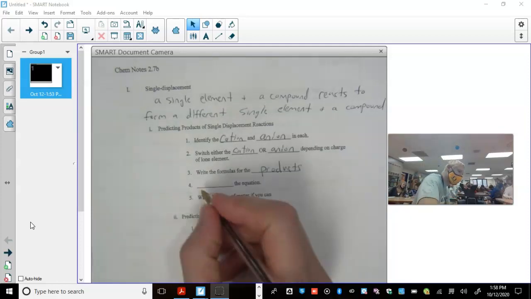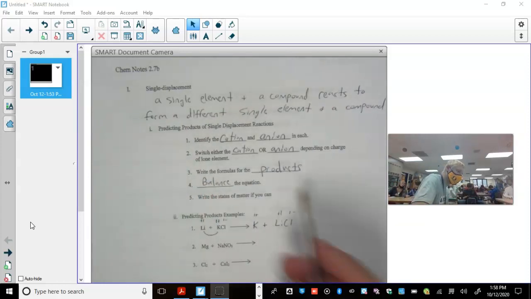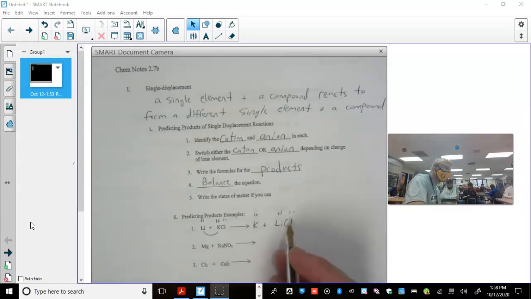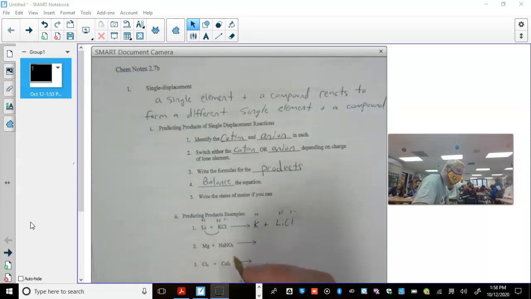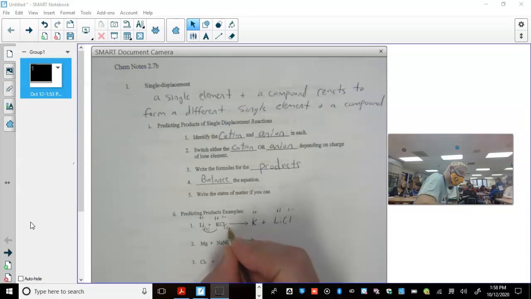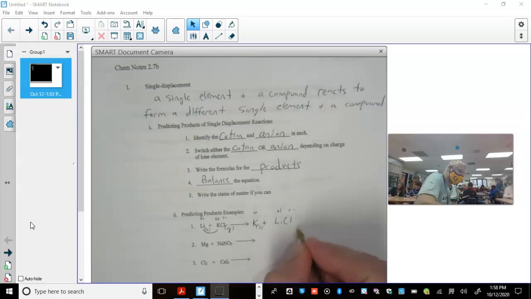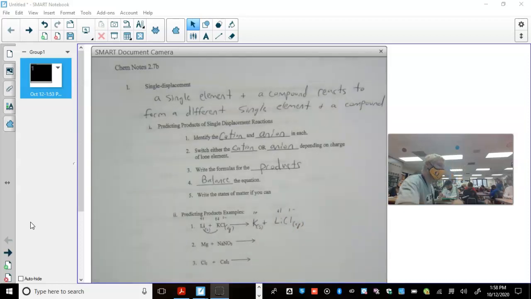Last step, balance. Well, not quite the last, almost the last step. Balance the equation. 1 lithium, 1 lithium, 1 K, 1 K, 1 Cl, 1 Cl. It's already balanced. I don't have to add any coefficients. And then write the states of matter if you can. So typically, if you got a metal, it's going to be solid, and if you got a compound, it's going to be aqueous for these single replacement reactions. Solid, aqueous. And that's going to make way more sense after doing the lab when you see it with your own eyes. And that's pretty much it.